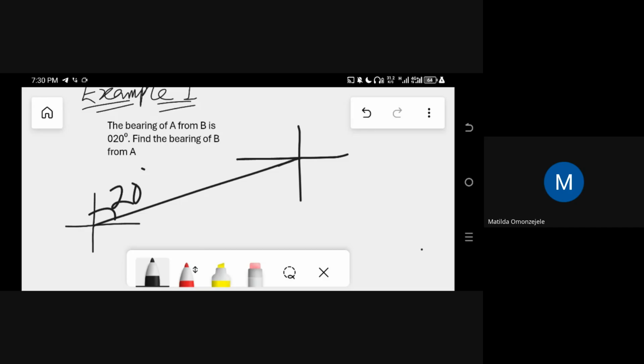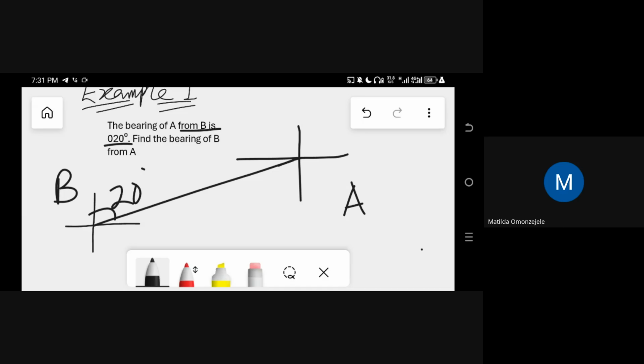Now, the next thing to do is to identify which of these 2 points is A and which one is B. How do you tell which one is A and which one is B? The simple way is to go back to the question. The question says that the bearing of A from B is 20 degrees. If you underline from B is 20 degrees, it is B that carries out 20 degrees. It means that this is point B and this is point A.